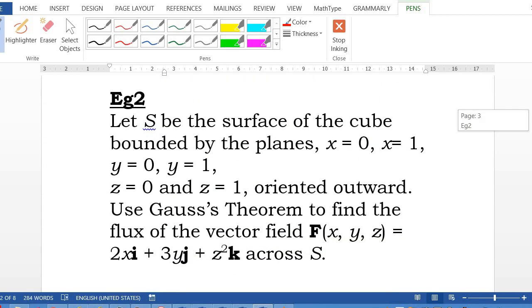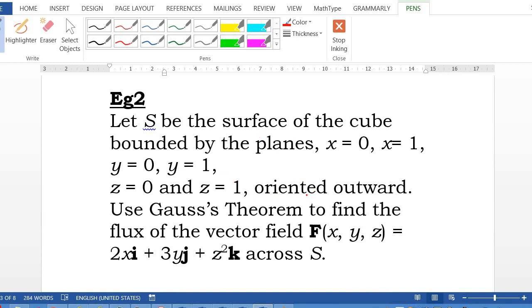Okay, second example. Let S be the surface of the cube bounded by the planes x equal to 0, x equal to 1, y equal to 0, y equal to 1, z equal to 0, and z equal to 1, oriented outward. If not using Gauss's theorem, you have to evaluate the flux integral 6 times, on surfaces x=0, x=1, y=0, y=1, z=0, z=1, and add up these 6 results.